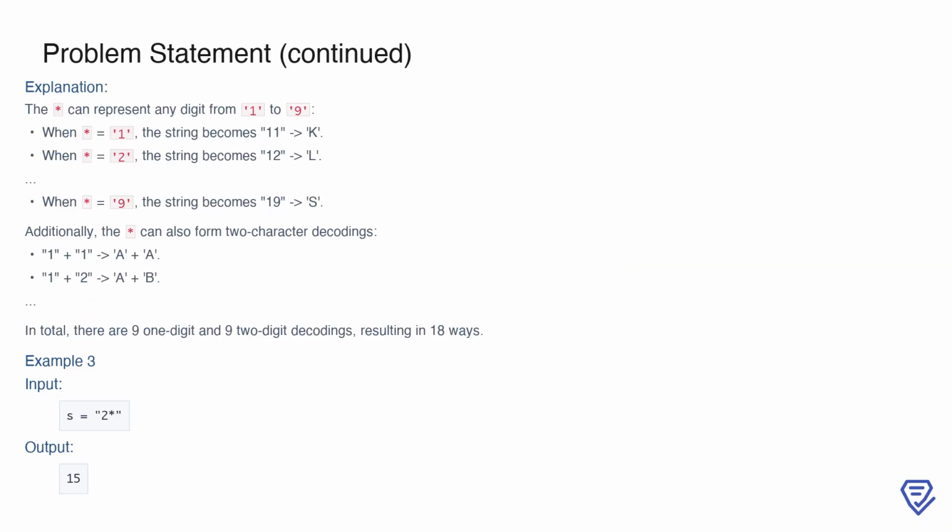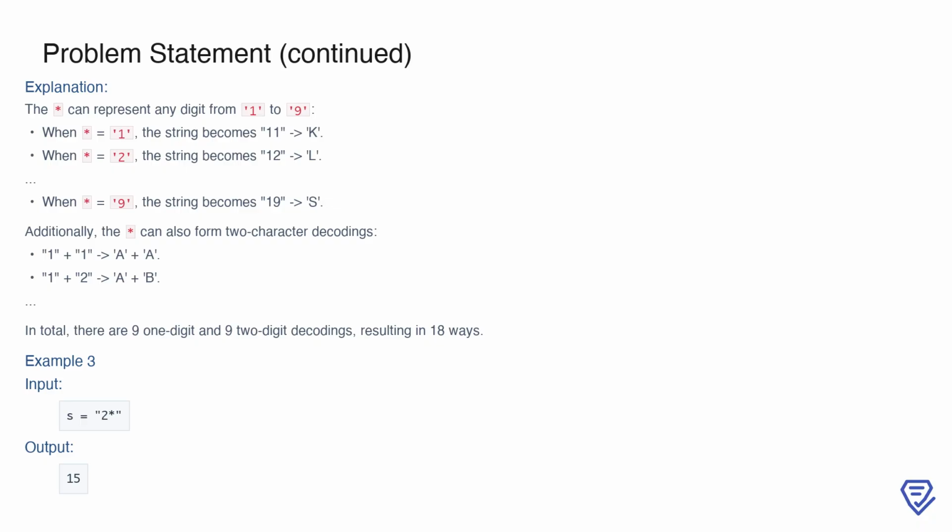To elaborate further on the example S equals 1 asterisk, let's break it down. When the asterisk represents a single digit, it can take values from 1 through 9. So, the string could become 11, 12, and so on up to 19, which translate to letters K, L, S. In addition, that asterisk can also form two character decodings together with the preceding 1. For example, 11 can be decoded as A plus A, 12 as A plus B, and so on. Overall, there are 9 ways to decode the asterisk as a single digit and 9 ways to decode it as part of a two-digit pair, resulting in a total of 18 possible decodings.